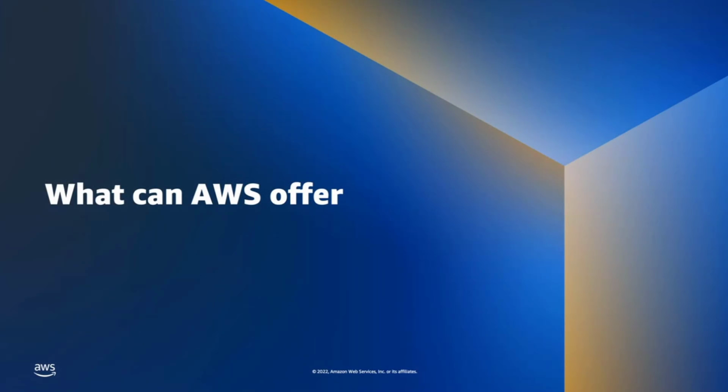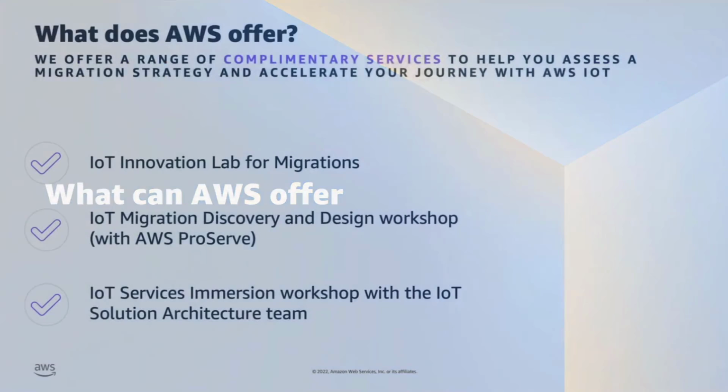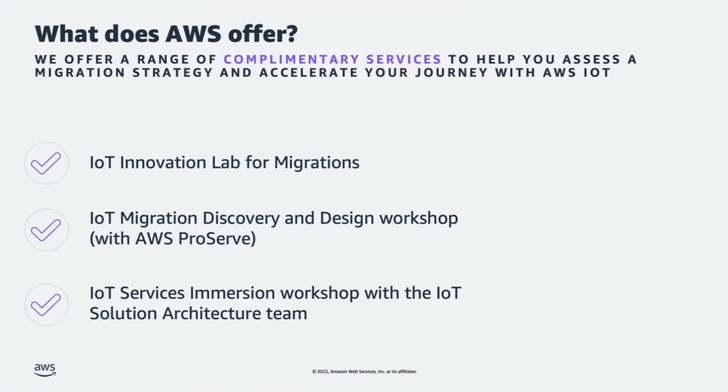So what can AWS offer in the form of that migration? Well, to help accelerate your IoT platform monetization product, in addition to the AWS account team and IoT specialist resources available to you, AWS also provides the following complementary services to assist and accelerate your migration projects. First, the IoT Innovation Lab for IoT migrations and platform modernization.